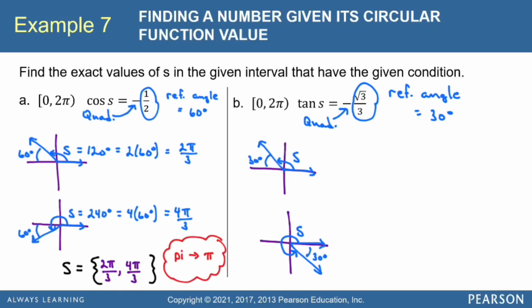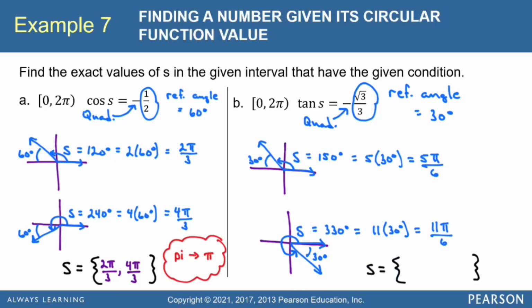So that means the quadrant 2 angle is going to be equal to 150 degrees, and the quadrant 4 angle is going to be equal to 330 degrees. Now to convert these to radians, we think of each of these as 30 times something. So 150 is 5 times 30 degrees, and so in radians, that's going to be 5 times pi over 6, and the 330 degrees is 11 times 30 degrees, which is 11 pi over 6.